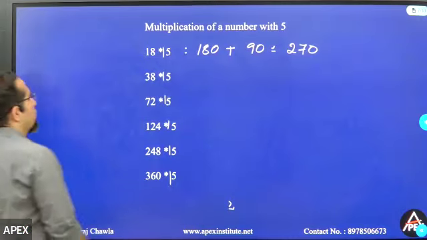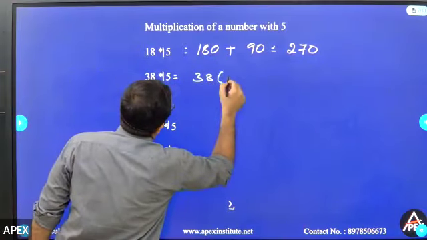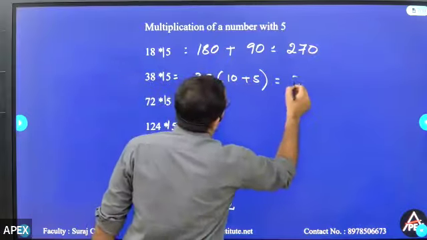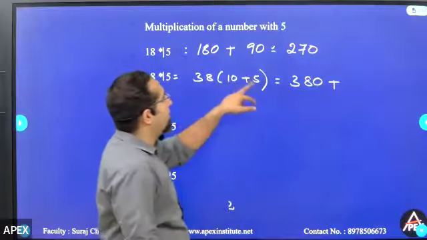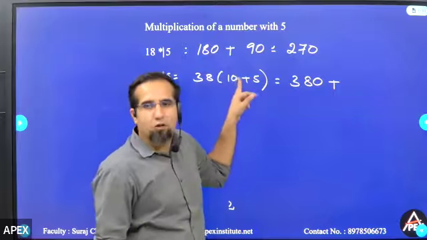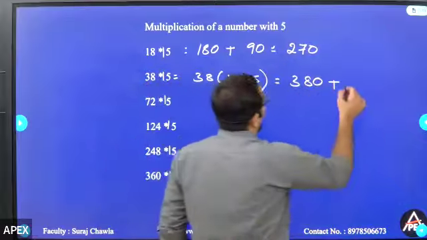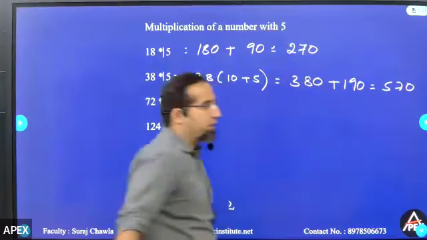Okay? So for your further understanding, this can be written as 38 into 10 plus 5. Now 38 into 10 is going to be 380 plus 38 into 5 is going to be half of 38 into 10. Now half of 38 into 10 is going to be 190, and therefore your answer is going to be 570.